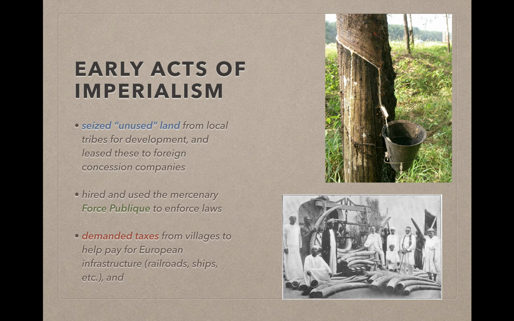You also had King Leopold hiring and using a mercenary force of international mercenaries called the Force Publique. Basically it was to enforce laws, but it wasn't under the control of a specific government. So in a lot of ways, it abused power and was in many ways difficult to manage. And you also had King Leopold demanding taxes from these villages to what he said was to pay for European infrastructure. So basically you had what was supposed to be a free state, this region where businesses would be able to operate and not abuse the local populations.